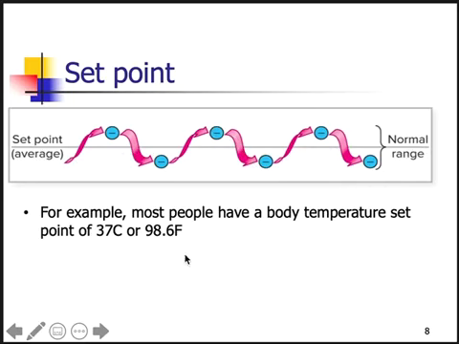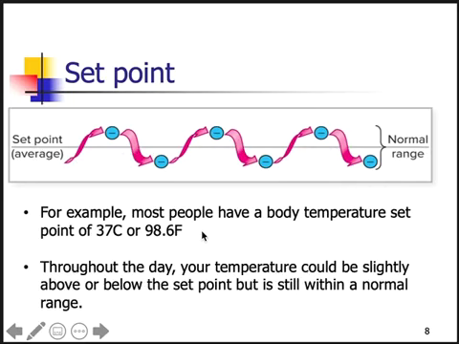Okay, so continuing with our example, body temperature, right? So throughout the day, your temperature could be slightly above or below the set point and still considered normal, right? It's within the normal range. So no response from the body is needed. This is normal, and this is not considered a deviation of homeostasis. You are within the normal range, so no action is needed by the body.